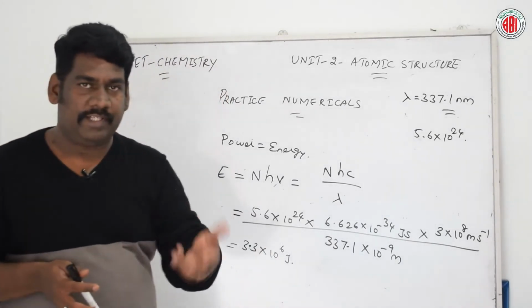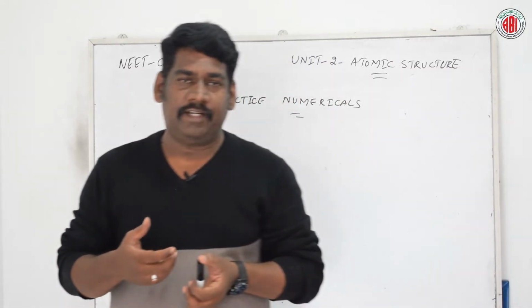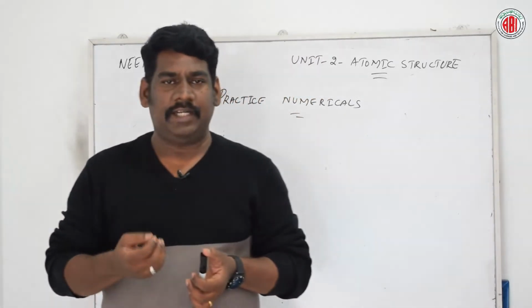Okay, now let us go for the next question. Look at this next question, guys. Neon gas is generally used in the signboard, yes, for the ornamental purpose or for attraction, for the marketing purpose. If it emits strongly at 660 nanometer, calculate the frequency of emission, distance travelled by the radiation in 30 seconds, energy of quantum, and number of quanta present if it produces 2 joule of energy. So here we have to find frequency, distance travelled, energy of quantum, and number of quanta.